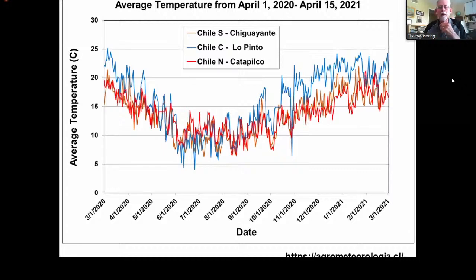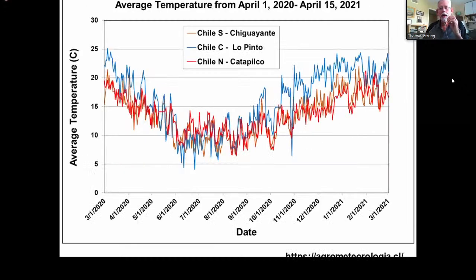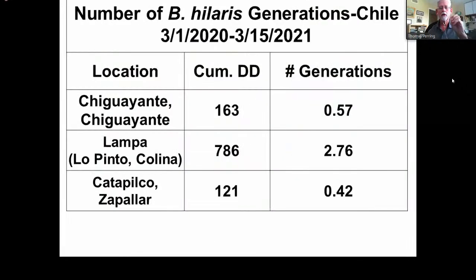So now what does that look like with our degree day model? Well, in Chiguayante, the best you're going to produce is about half a generation. So that area, let me just go back. So that area down here, now, admittedly, it's getting down where there's a lot more yellow, but I'm still well within the red. This is an area that could be a problem. But clearly, it's not going to have but half a generation, so that's not likely to become a serious issue there.